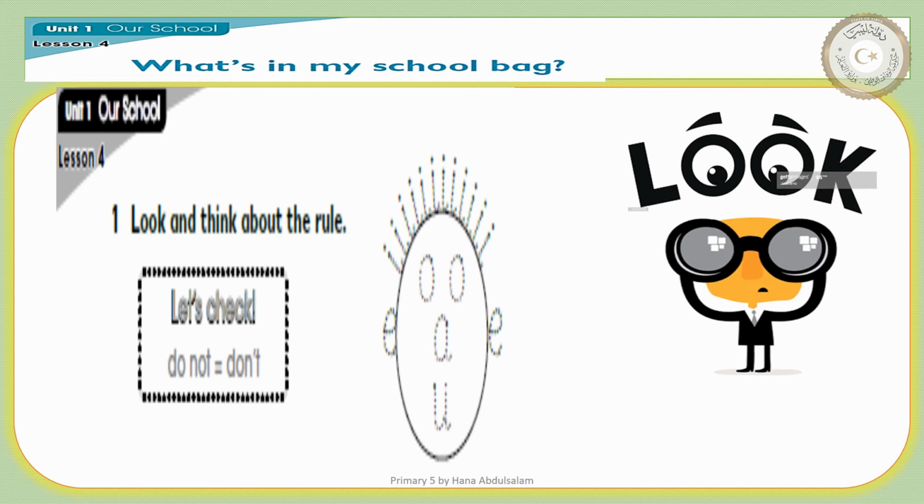So "do not" is the long form, and "don't" is the short form. I say, I do not stand on the table, or you do not stand on the table. But if I use the short form, I say, I don't stand on the table. So now we are going to go to number 2.